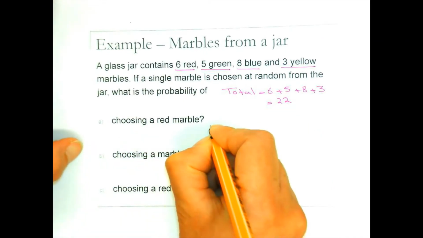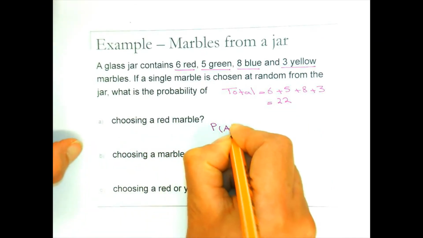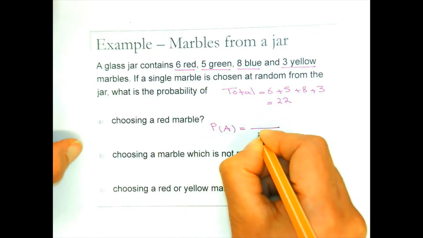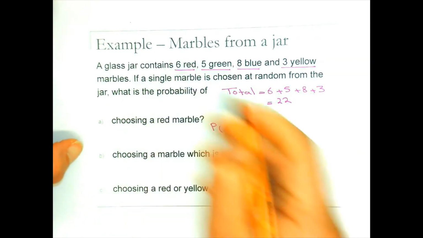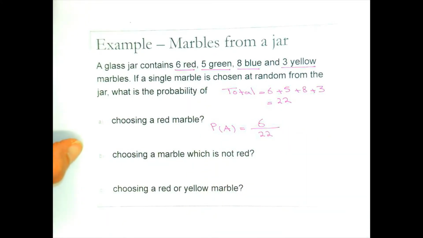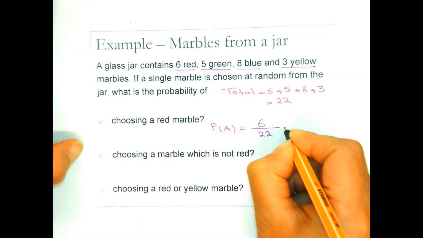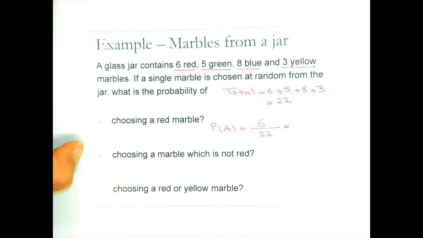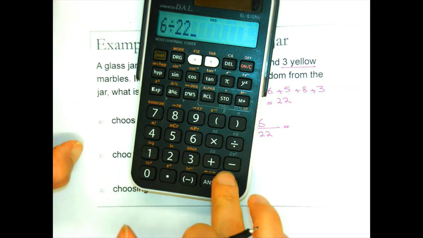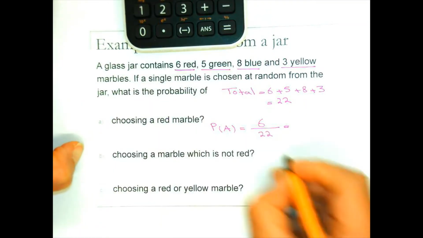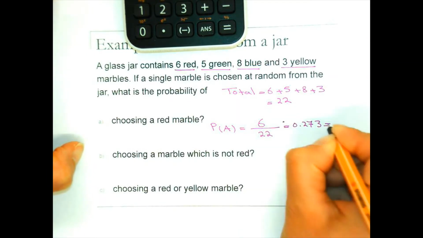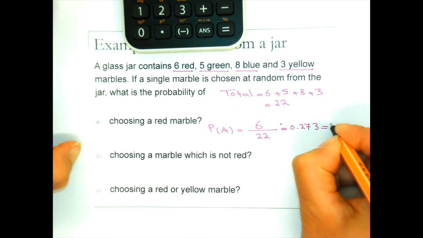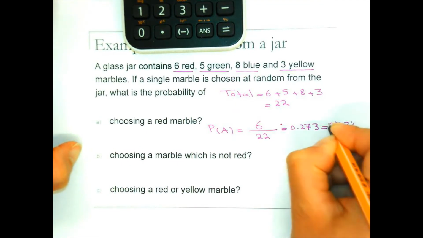Now, this is the total number of marbles in a jar. Now, if we want to choose a red, event A, the total number of marbles is 22. And when you put your hand inside the jar, there are 6 red ones. So 6 out of 22 is the probability of getting a red one. So we do 6 divided by 22, which is 0.273, which is 27.3%.